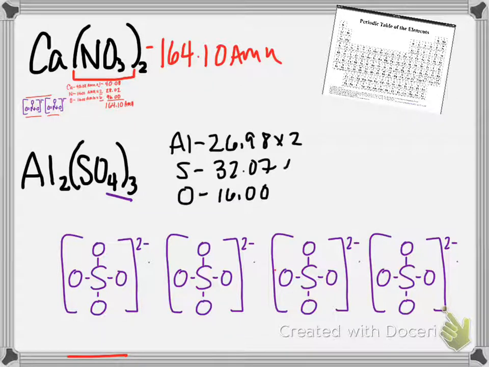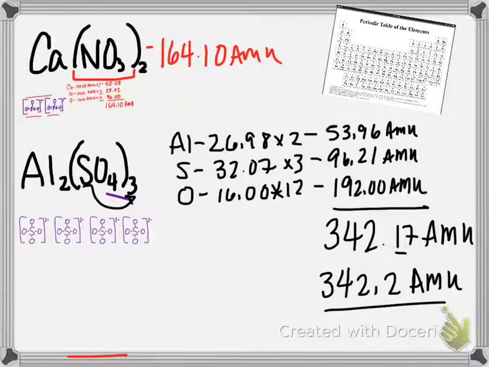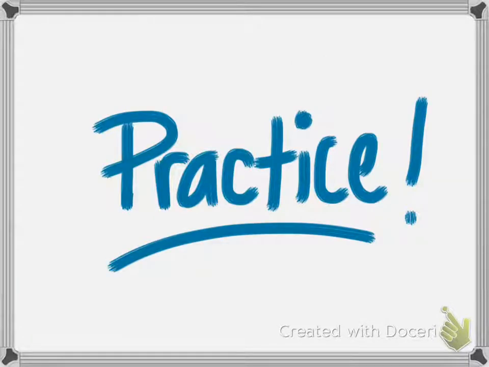So we have 2 aluminum, we have 3 sulfurs, and we have a whopping 12 oxygen atoms. That is a whole lot of oxygen. Let's do our math. Whoa, aluminum sulfate is heavy. 342.17 AMUs in a formula unit. Now, of course, we only have 4 sig figs, so we would express that as 342.2 AMUs. Okay, practice! Then take a FIP quiz.